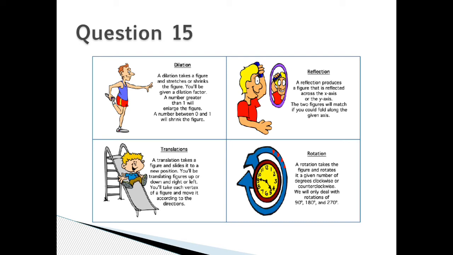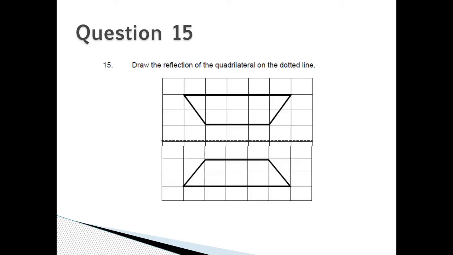A rotation takes a figure and rotates it a given number of degrees clockwise or counterclockwise. We will only deal with rotations of 90 degrees, 180 degrees, and 270 degrees. The reflection will be drawn at the bottom.